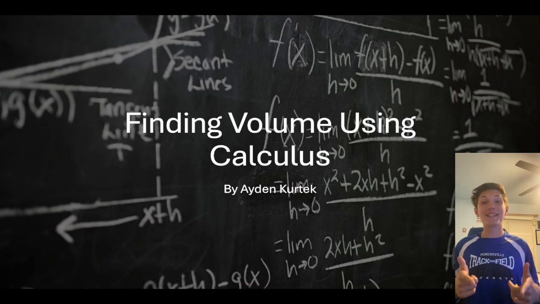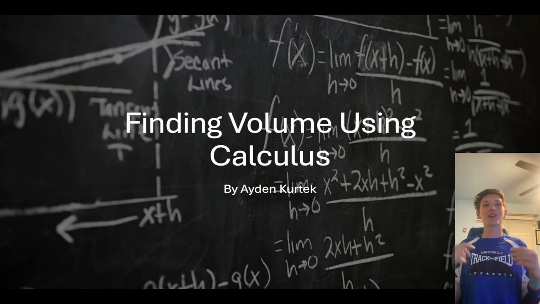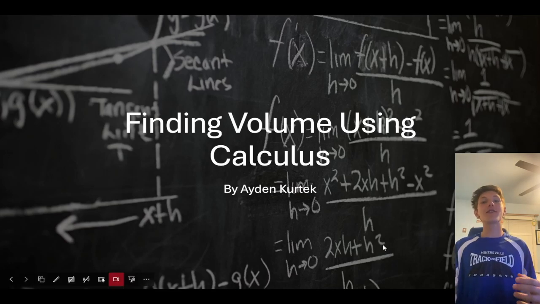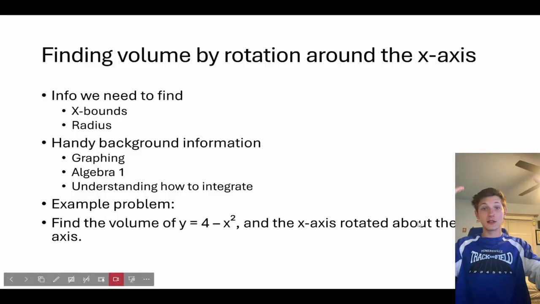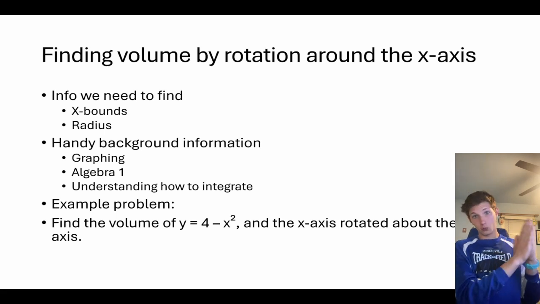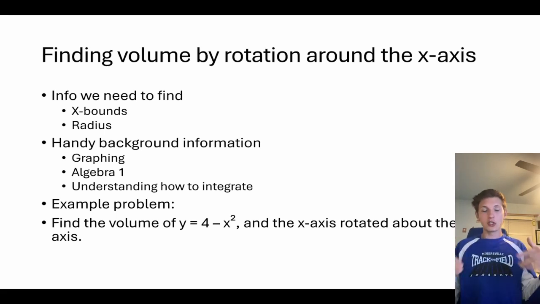Hello, my name is Aiden Kurtek, and today we're going to be learning how to find volume using calculus. Specifically, we're going to be finding volume by spinning a shape around an axis. To spin a shape around an axis, we need to first know from where to where we are actually spinning. For this problem, we're using the x-axis, so we're going to be needing x bounds. The bounds need to be the same as your axis of rotation.